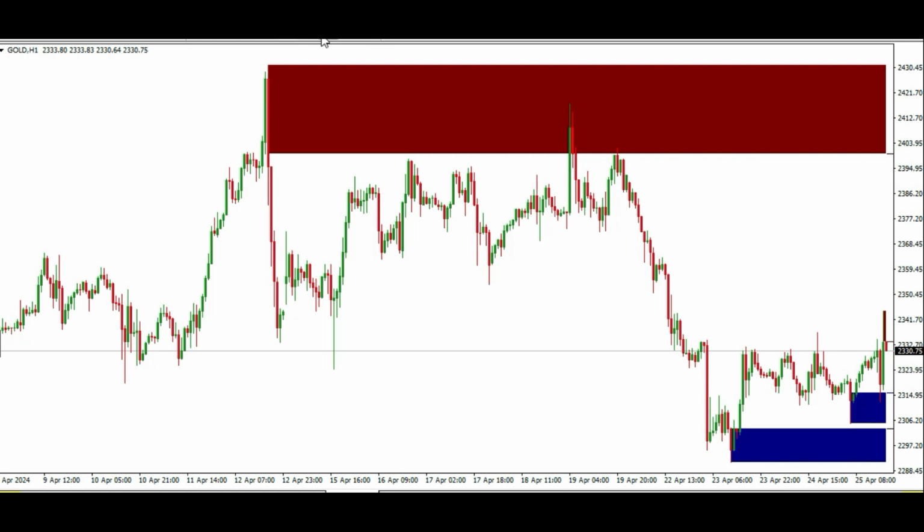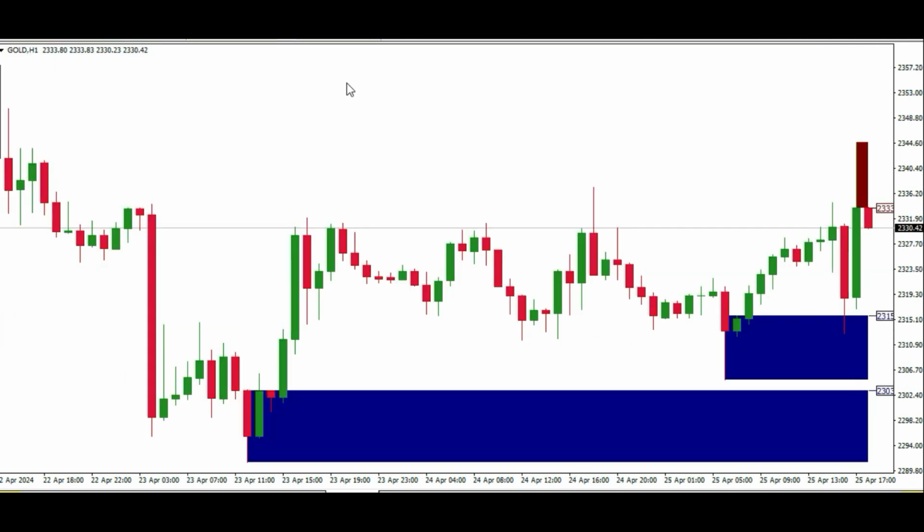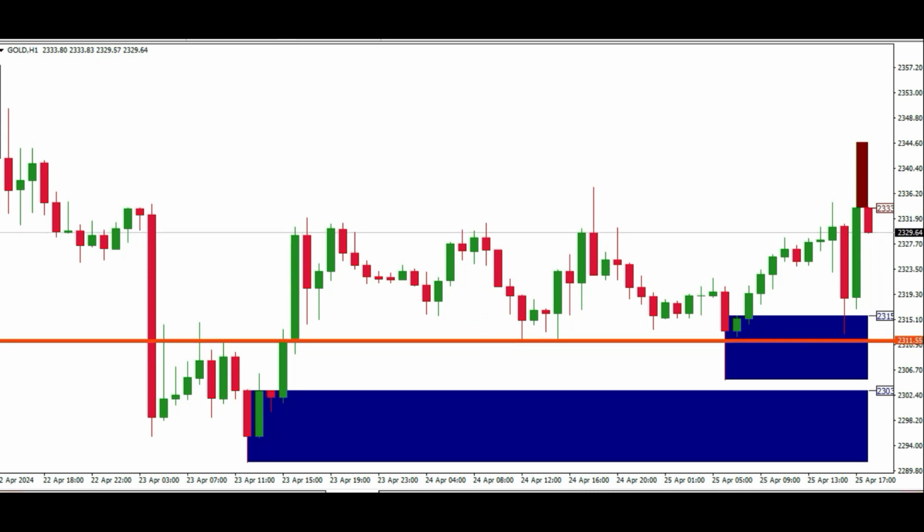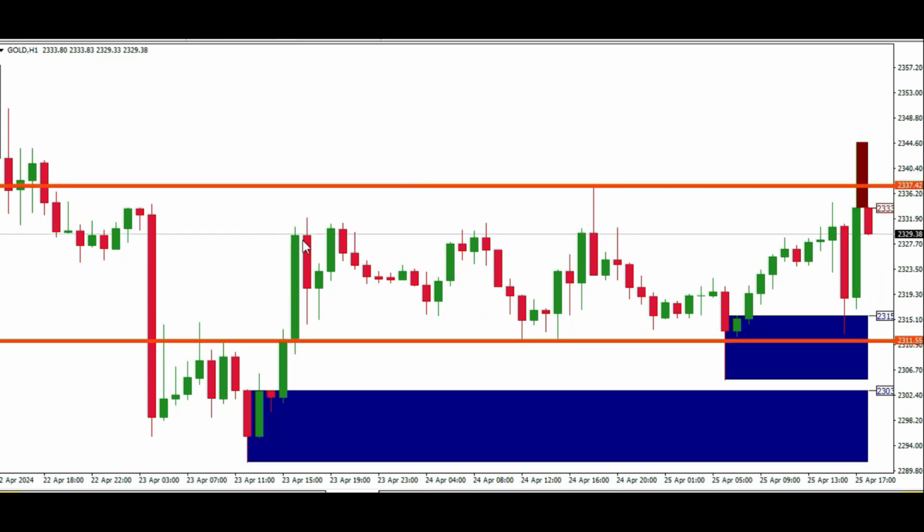The most common and the best area for tight zones and liquidity levels is the previous day's high and low. So I will just show you. For example, yesterday was April 24. I will find yesterday's lowest point and yesterday's highest point. Now we have two red lines, representing yesterday's high and yesterday's low.